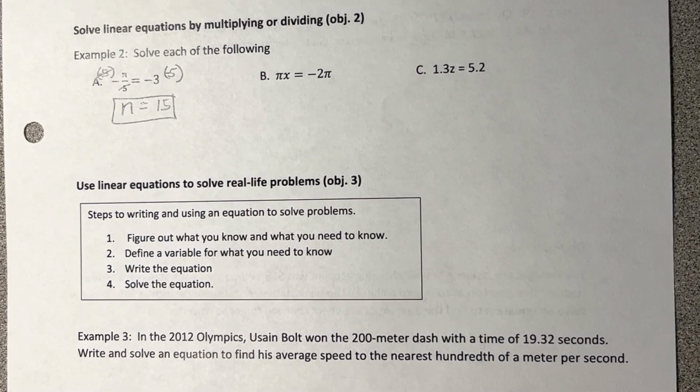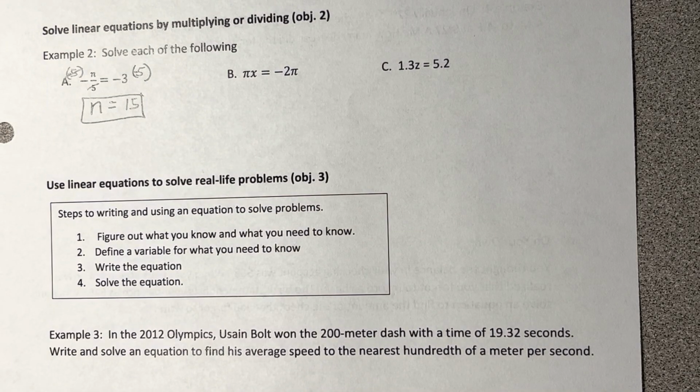Look at example B there. So we've got pi involved here. Are you guys familiar with pi? What's that? 3.14. Oh, 3.14. So 3.14 is pi rounded to the nearest hundredth. And that's common. That's the one I remember.